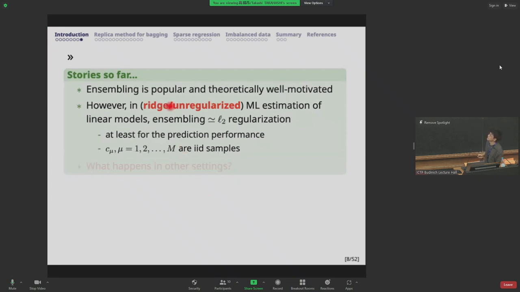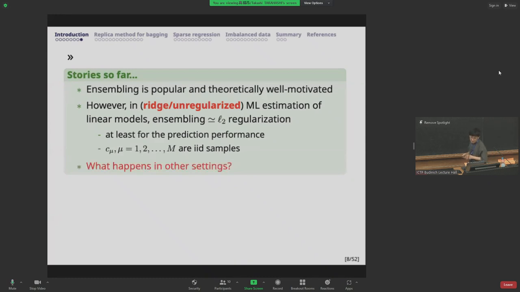Bagging is very popular and theoretically well motivated. It can reduce the variance of the estimators. However, in ridge regularization or unregularized maximum likelihood estimation, ensembling seems to be very similar to L2 regularization, at least if we focus on the generalization performance. This is interesting in the sense that it can provide an alternative way to introduce L2 regularization. But on the other hand, I think it's a bit disappointing because it implies that we may not need to consider ensembling in the context of learning linear models.